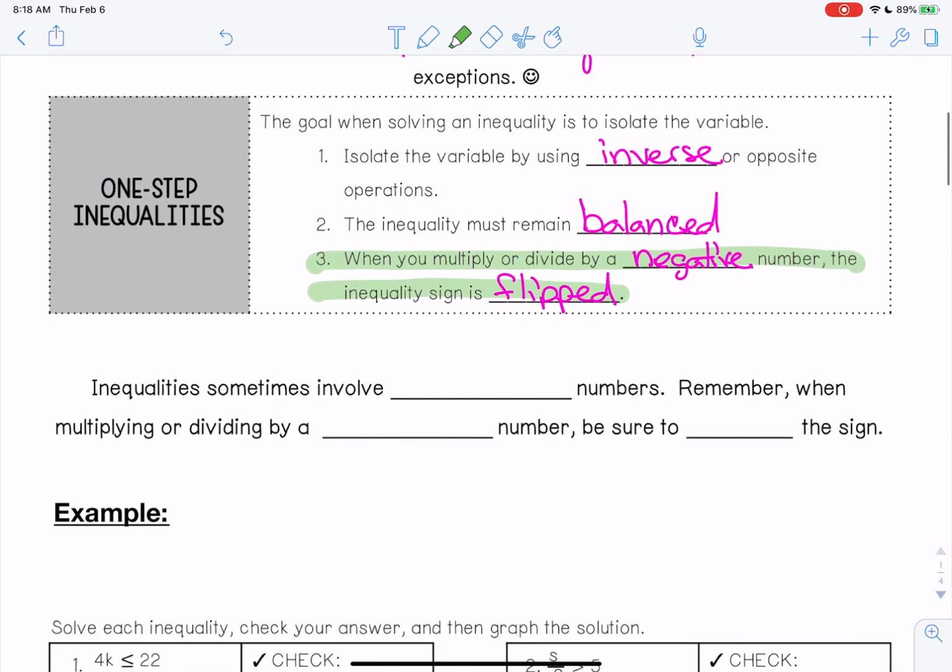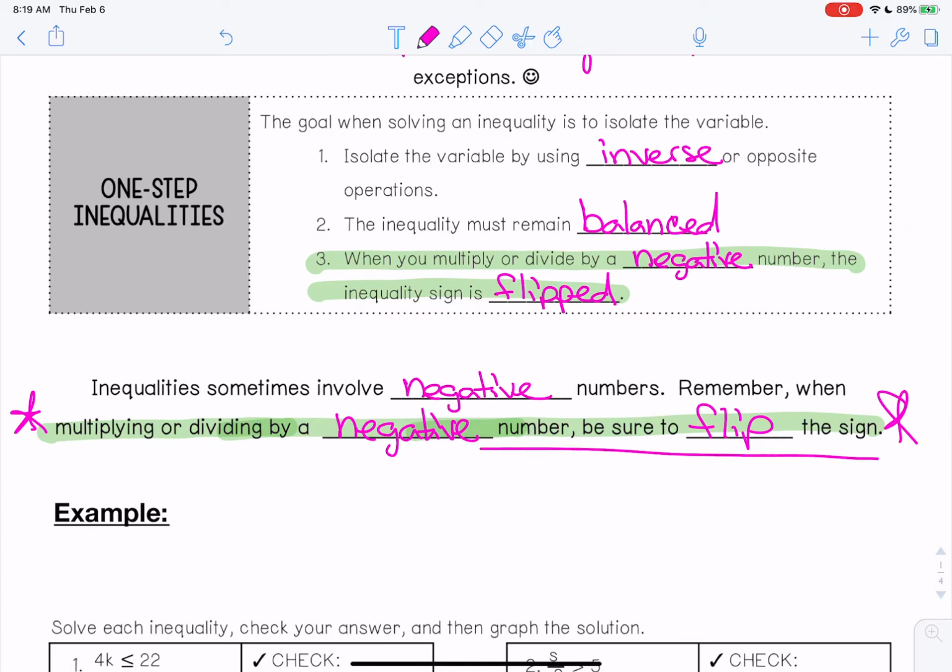So once again, inequalities sometimes involve negative numbers. Remember, when multiplying or dividing by a negative, be sure to flip the sign. So once again, let's highlight this. When you multiply or divide by a negative, you flip the sign. Let's put little stars around it, draw a line under it.